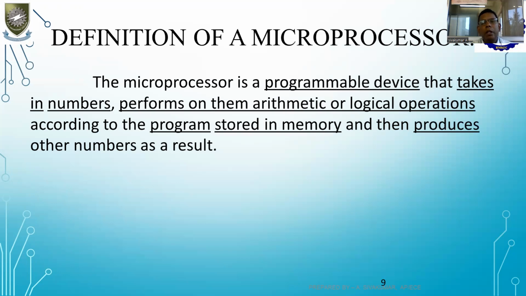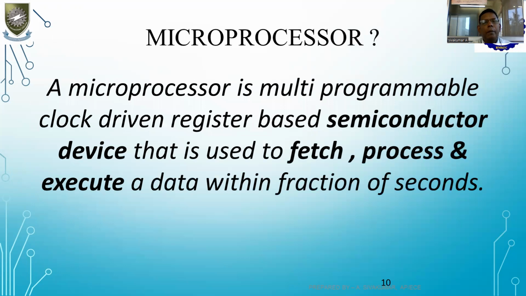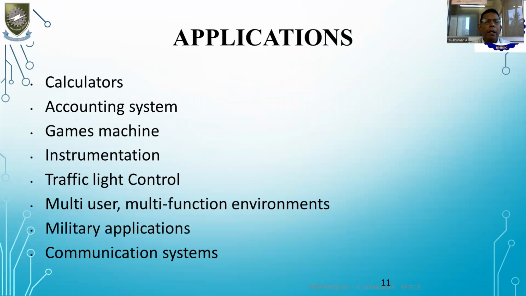Definition of a microprocessor in general terms: the microprocessor is a programmable device that takes in numbers, performs arithmetic or logical operations on them according to the program stored in memory, and then produces other numbers as a result. A microprocessor is a multi-programmable, clock-driven, register-based semiconductor device that is used to fetch, process, and execute data within a fraction of a second. Applications are a variety: calculators, accounting systems, games, machines, instrumentation, traffic light controllers, multi-user, multifunctional environments, military applications, and communication systems.